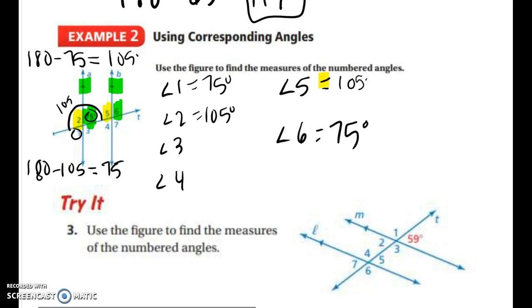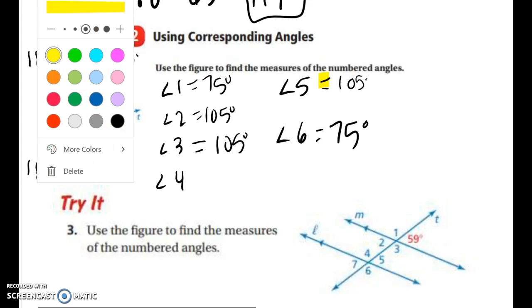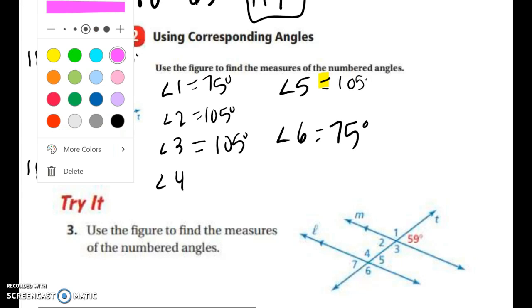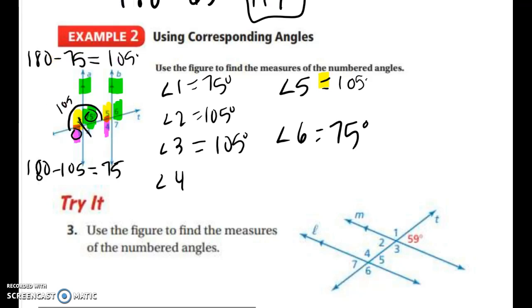But I'm going to use vertical angles again. So 2 and 3 are vertical, which means they are equal, which means that 3 is 105 degrees. Now I'm going to use corresponding angles to figure out 4 and 7. So we know that angle 1 corresponds with angle 4, and angle 2 corresponds with 7. And so if 1 and 4 are corresponding angles, which means they're both in the bottom left side of this figure, then we know that angle 4 must match up with angle 1, so that's a 75-degree angle.